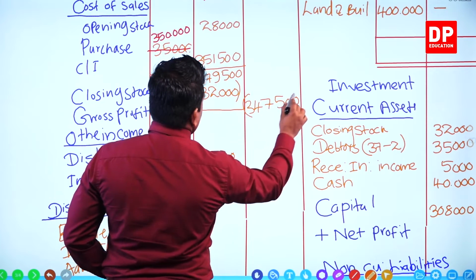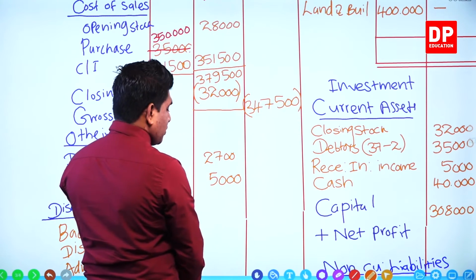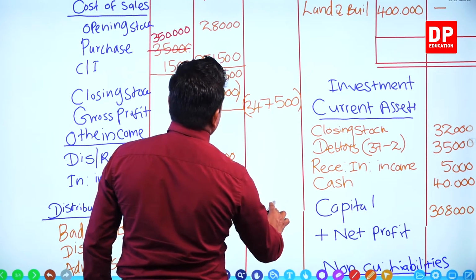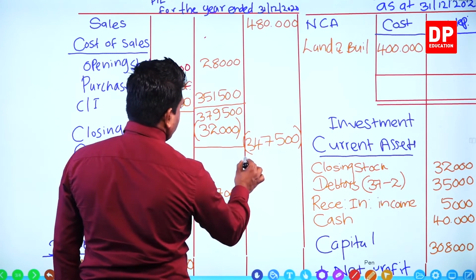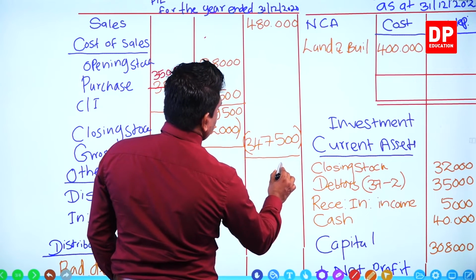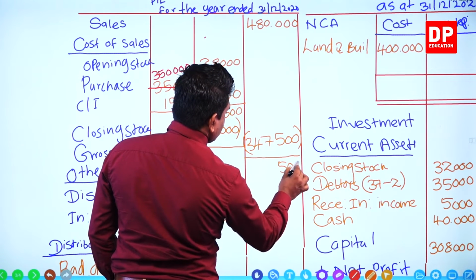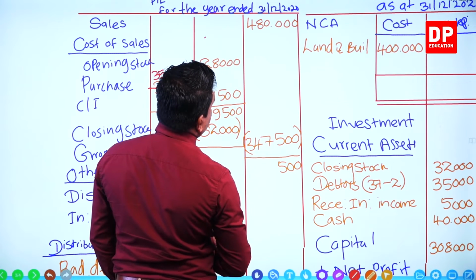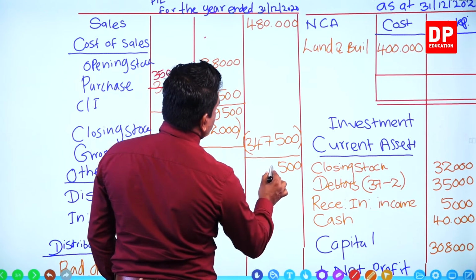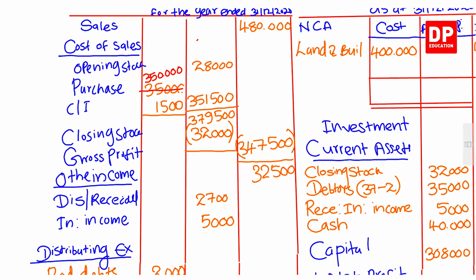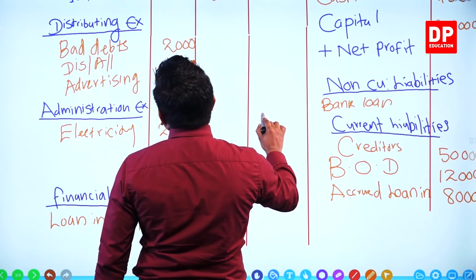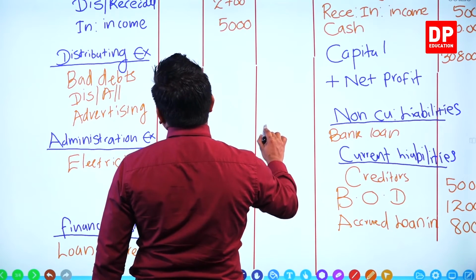Then within brackets, why? Above you can see the 480,000, right? From the 480,000 you can get the final answer here. This is gross profit, 132,500. Now we move to the expenses, distributing and those.